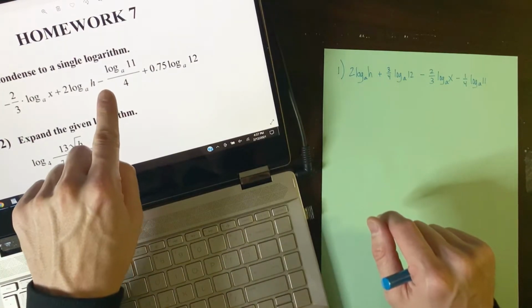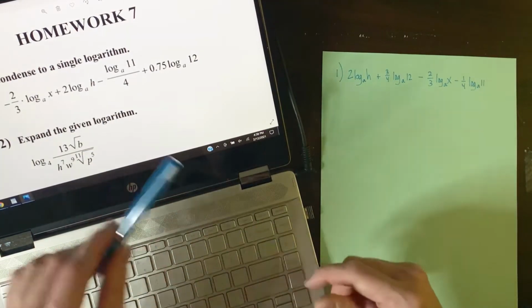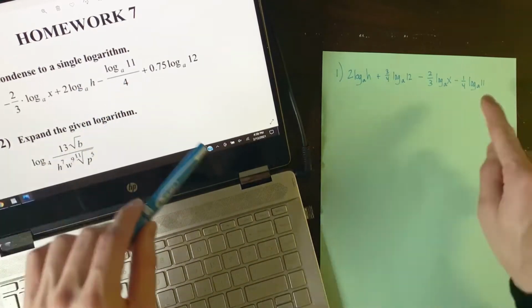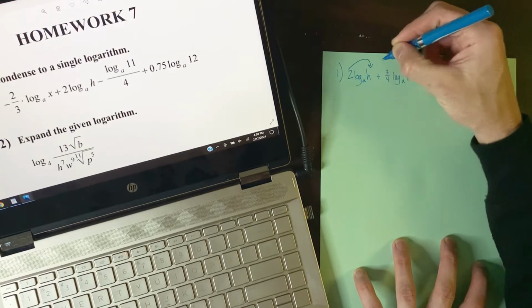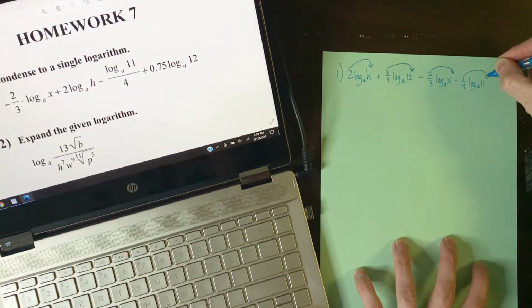Now for this one here, you see how I turned it from over 4 into 1/4? That's because there was an invisible 1 right there in front of the log. So I said 1/4, and that's how I got that. So now what I would do is I would take all these coefficients and bring them upstairs so that they become exponents like this.